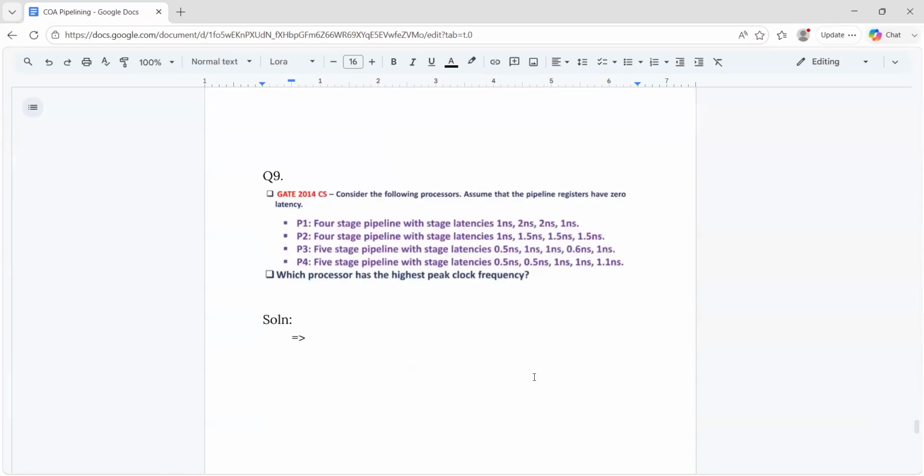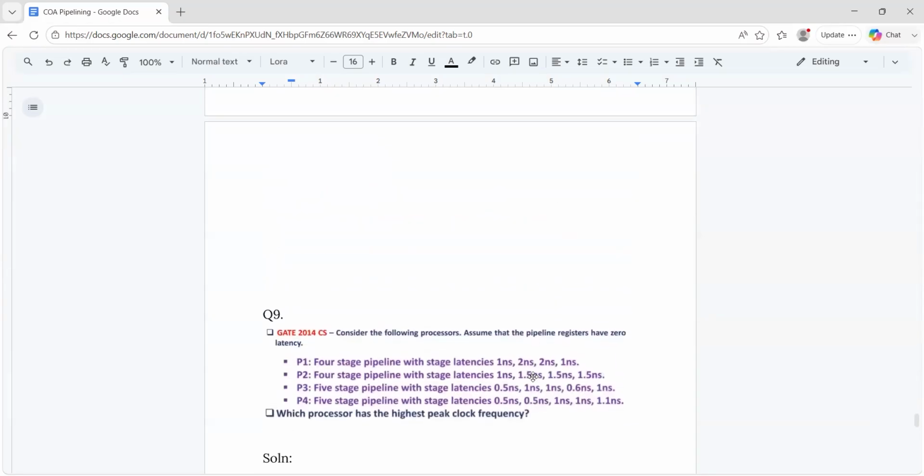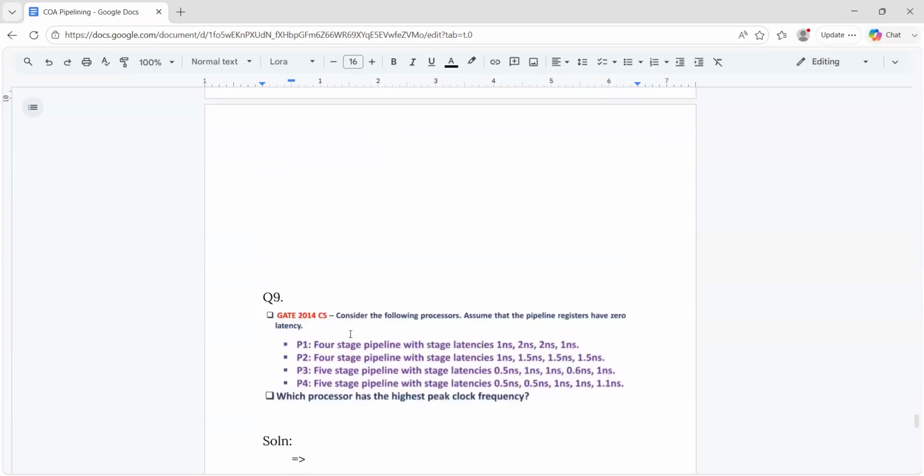Now moving on to this question, and I want you guys to answer this. It is an easy one. Consider the following process. Assume that the pipeline registers have zero latency. Pipeline P1 is a 4-stage pipeline with these timings, and P2, P3 and P4 with these. Which processor has the highest peak clock frequency? Can any of you put it in the chat box?